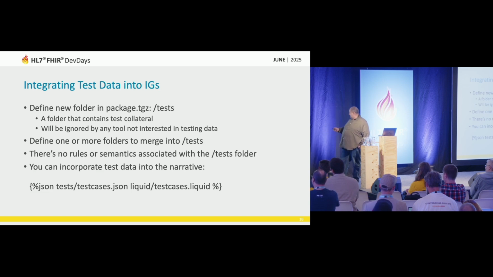And not only that I can put them in the tests folder, I can also actually write a liquid script that processes the JSON straight into the narrative. So although they're in the test cases test folder, I can describe them with a liquid script generated from the test cases. And all of these things you can see in either the guidance implementation guide, which the reference was at the front, or the terminology ecosystem IG.